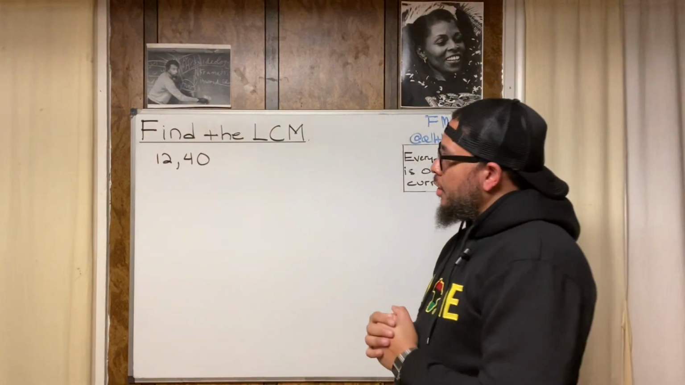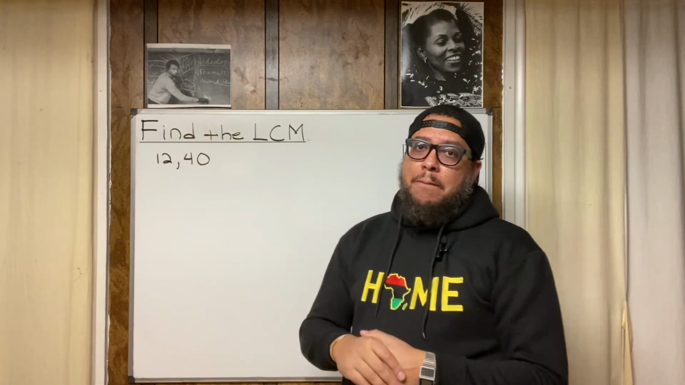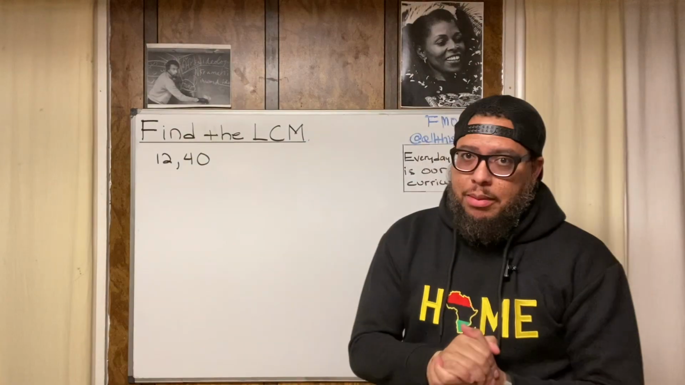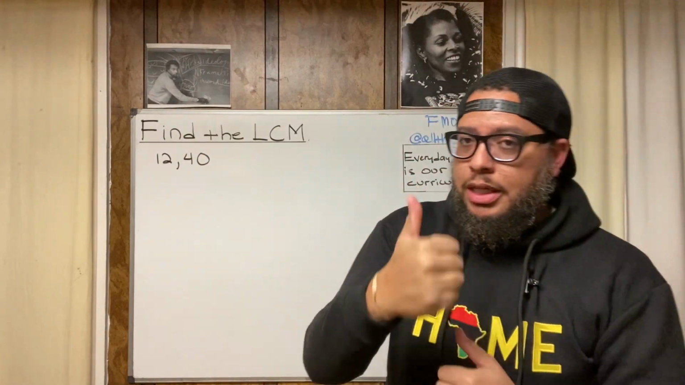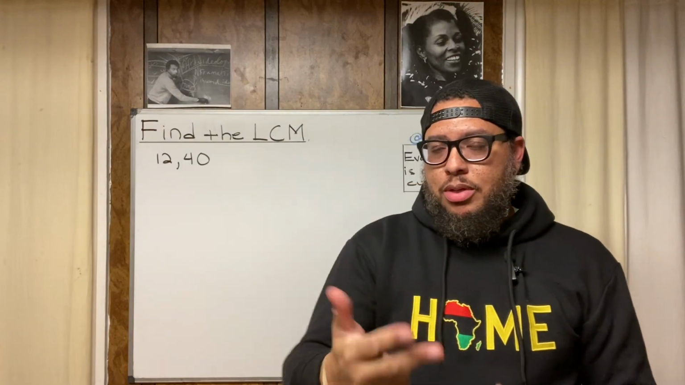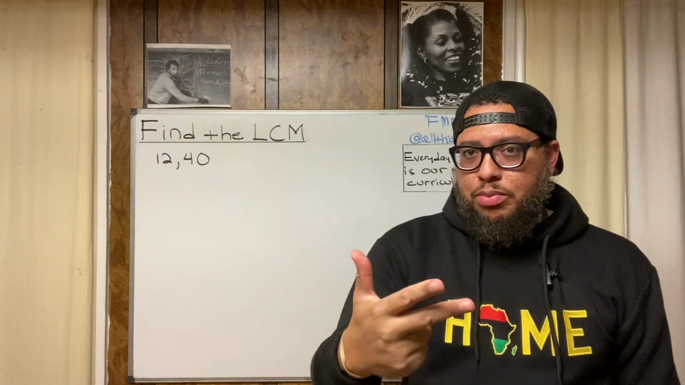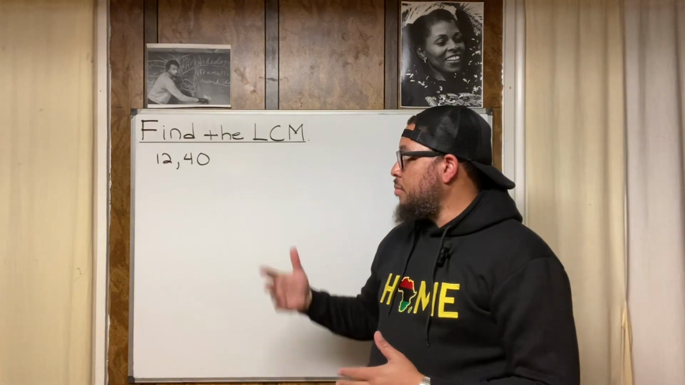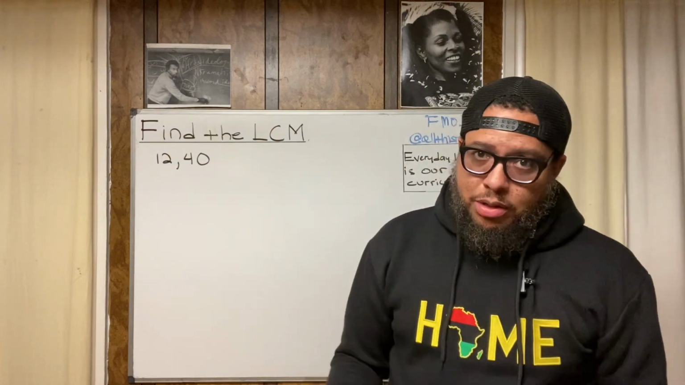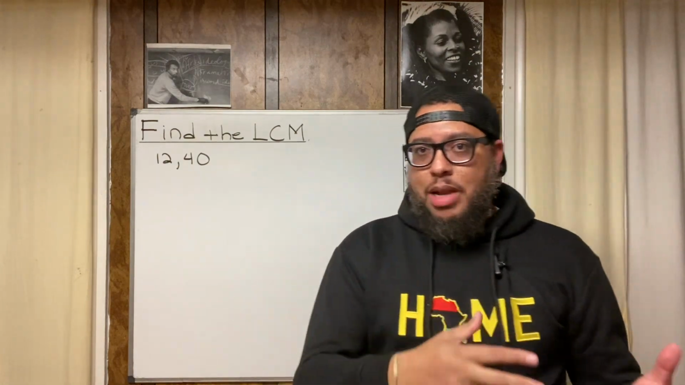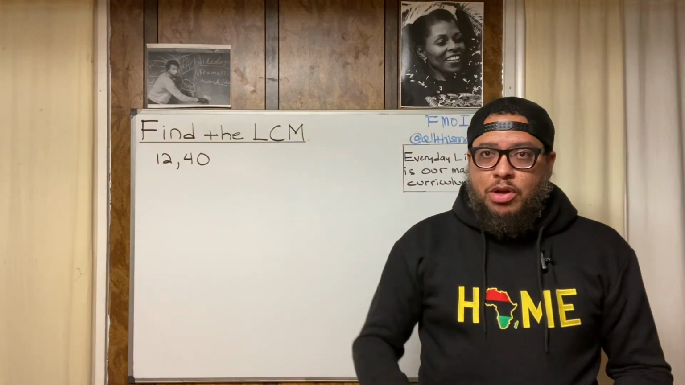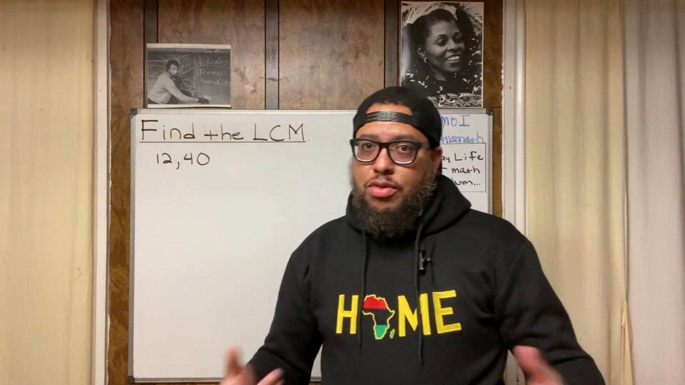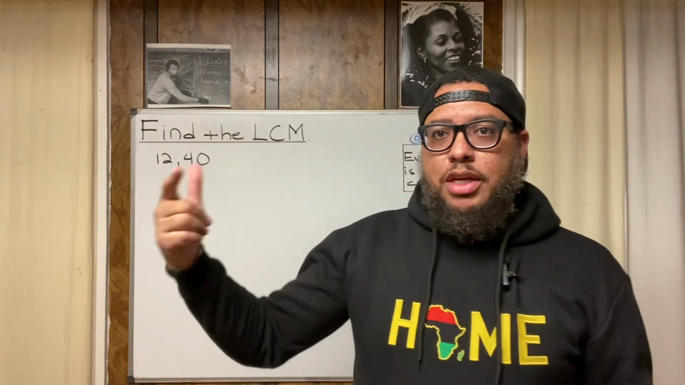All right. So look, what we got here. We got an LCM problem. Now, first of all, what does LCM stand for? LCM stands for the least common multiple. Now, first of all, what is a multiple? A multiple is a number that is the result of multiplying some other numbers together. For example, 18 is a multiple of 6 and 3 because 6 times 3 equals 18.